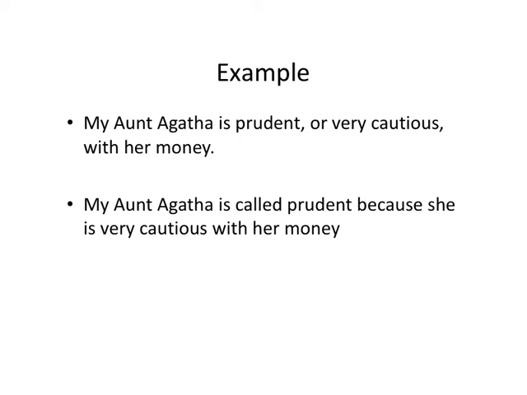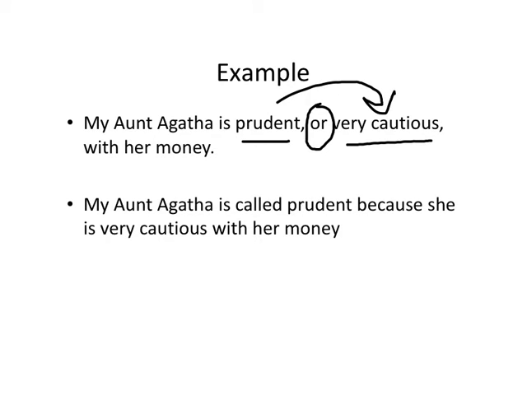My Aunt Agatha is prudent, or very cautious with her money. In this example, prudent is the unknown word. The signal is or, and the definition is very cautious. From this, the word or signals that prudent means very cautious.